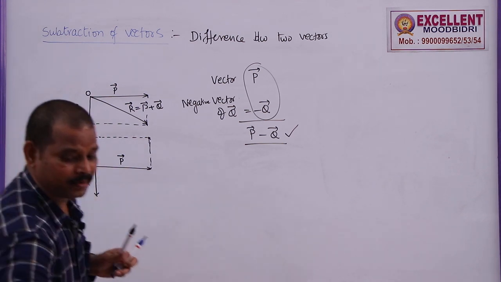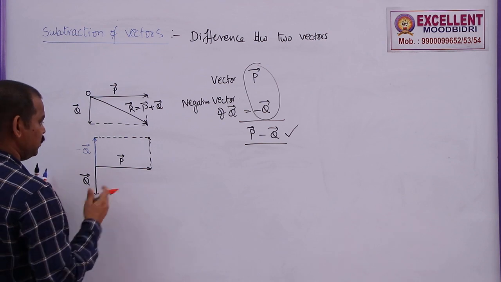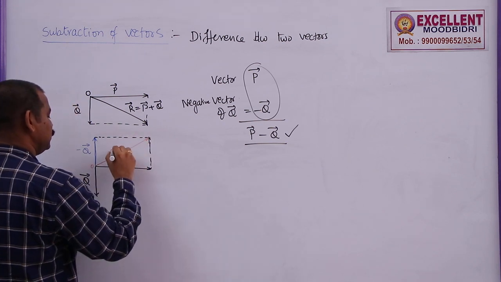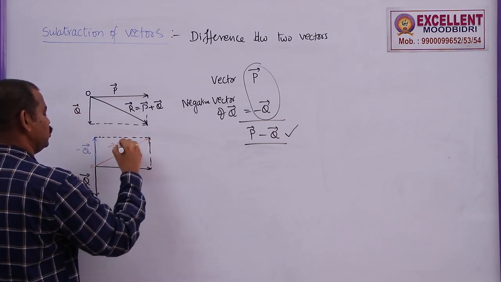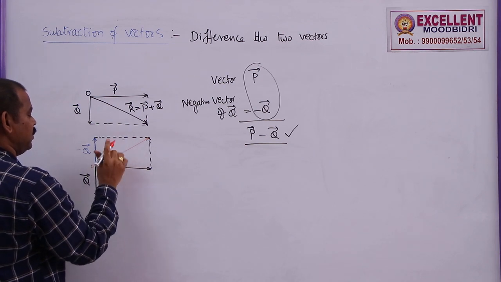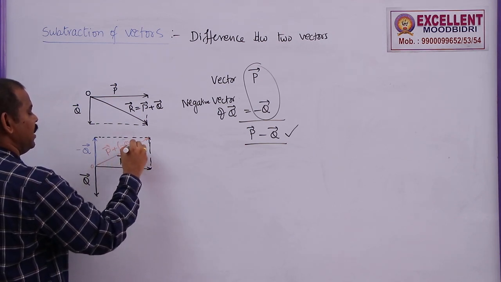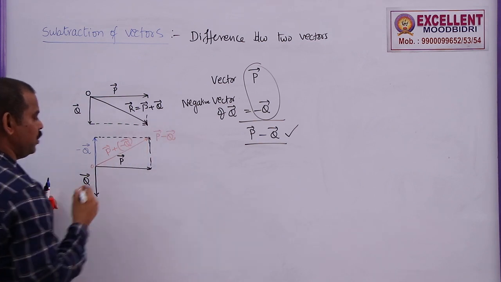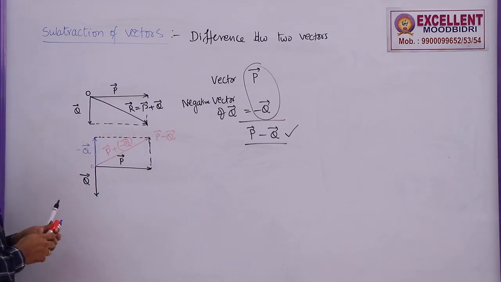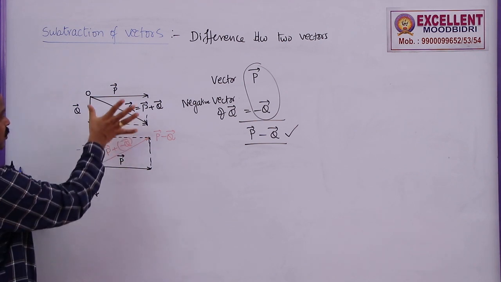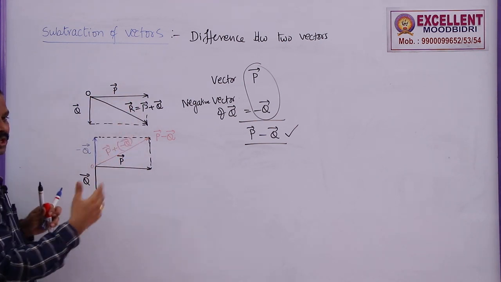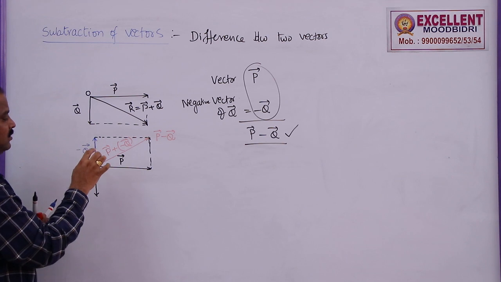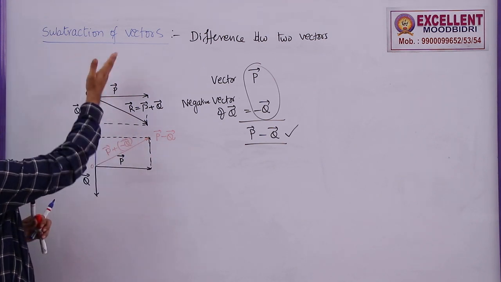Now you add these two vectors. That means from the point of intersection, this origin O, if you join these two, this will be P bar minus Q bar, because I am adding P bar with minus Q bar. So this red color one is P bar minus Q bar. If you see this one, you can see one similarity here. The magnitude of P plus Q and P minus Q is the same, but only the direction is different. So this is how you can find a difference between two vectors, that is, a subtraction of vectors.